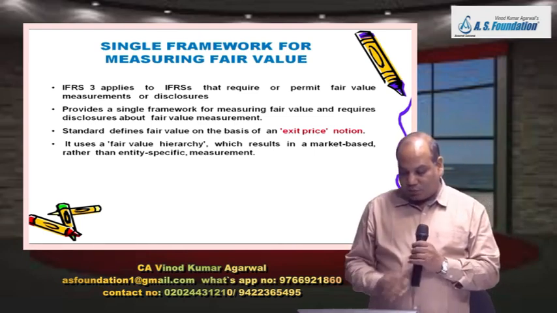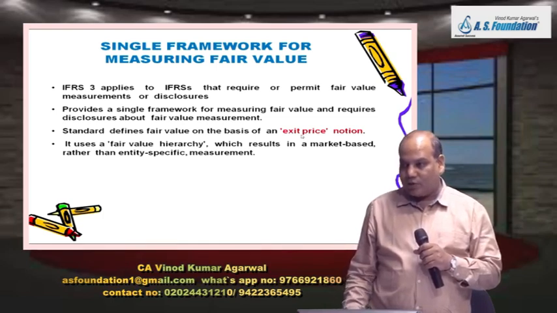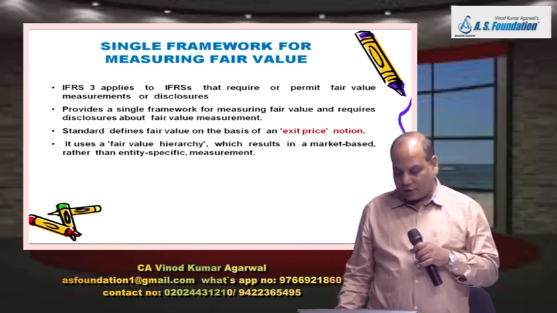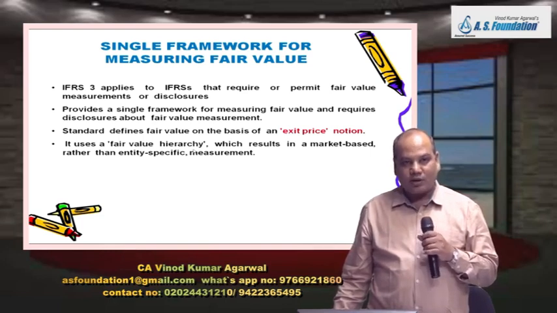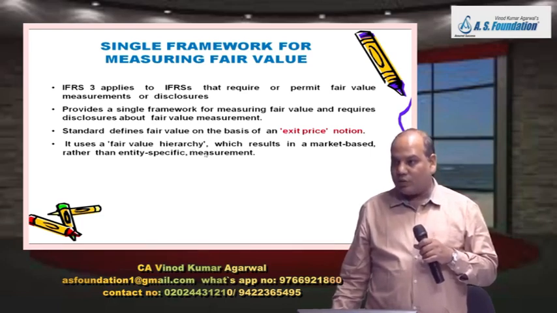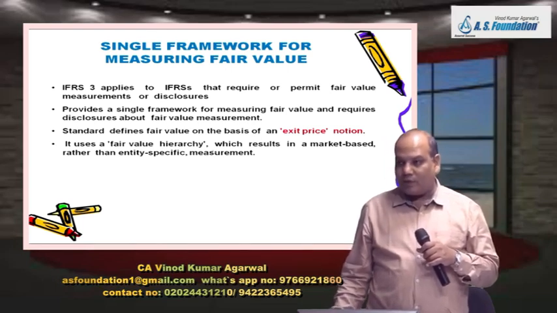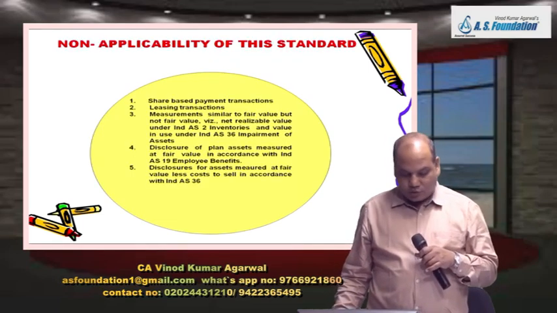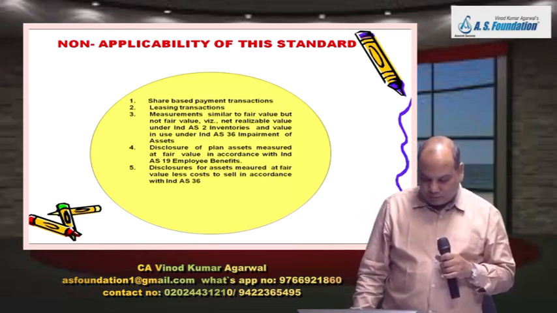So this standard says for fair value measurement, use the exit price notion. Exit price for an asset is the amount that you will receive to sell the asset, or the amount you will pay to transfer a liability. And then this standard has given you a fair value hierarchy: level 1, level 2, level 3. Start from level 1, and if level 1 is not possible, then go to level 2. And if that is also not possible, then you go to level 3.